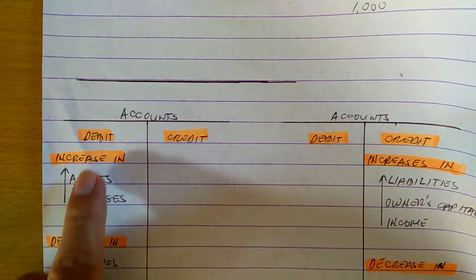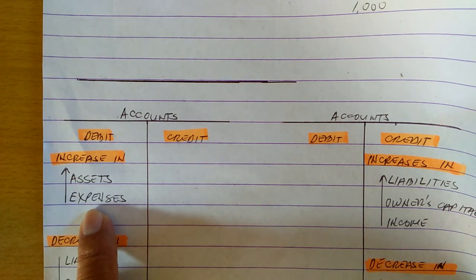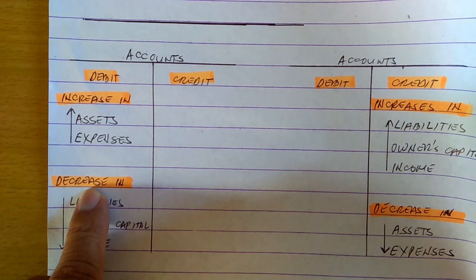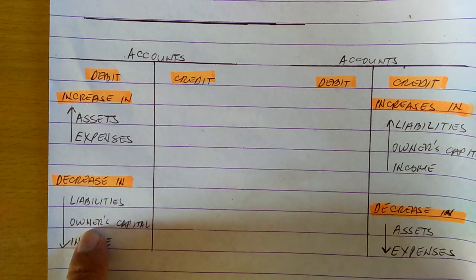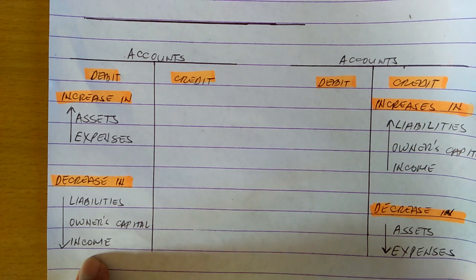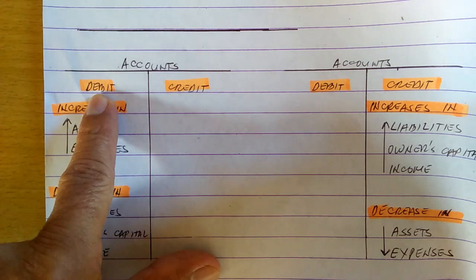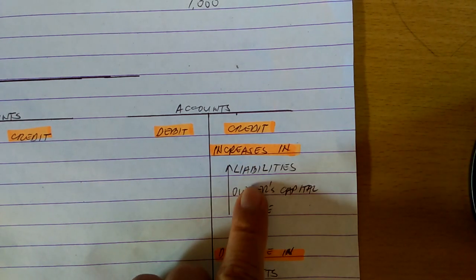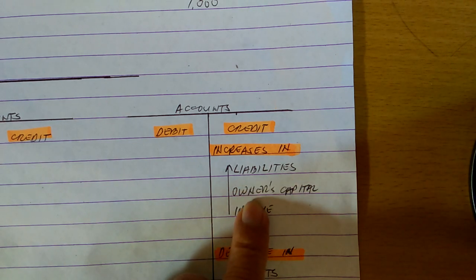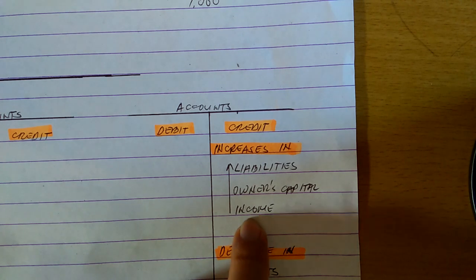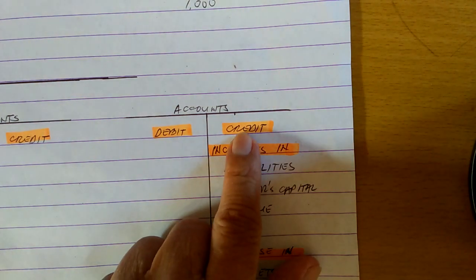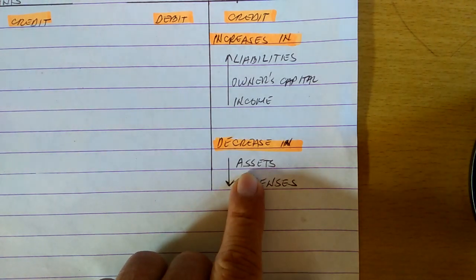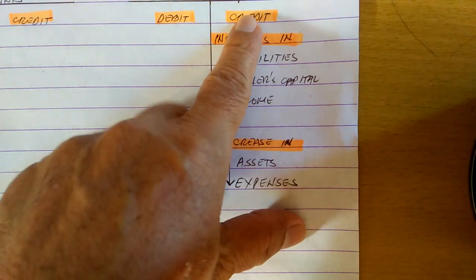The debit: increase in assets, increase in expenses, debit. Decrease in liabilities, decrease in owner's capital, decrease in income, debit. Increases in liabilities, increase in owner's capital, increase in income, credit. Decrease in assets, decrease in expenses, credit.